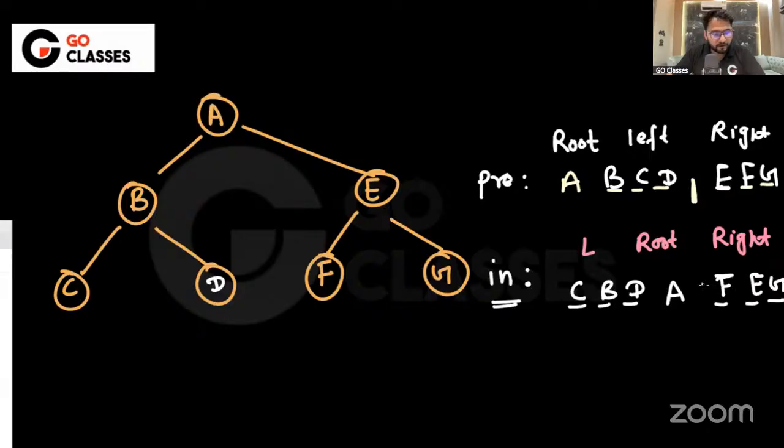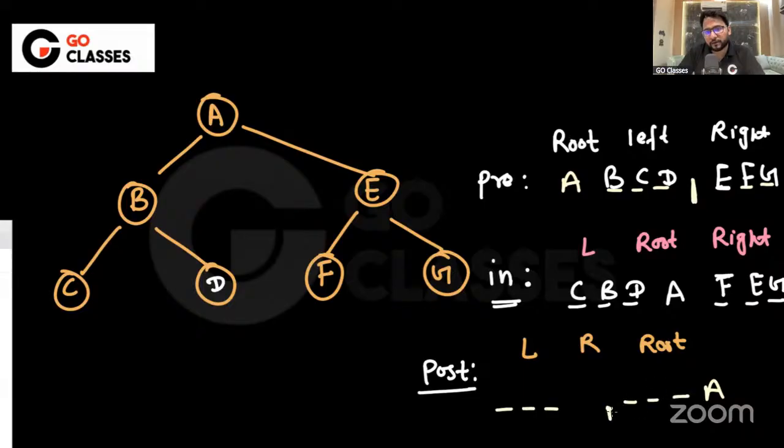Great. Now, what is the post order? For the post order, you write left, right, and root. So which means, see, for the root A, three things will be on the left and three things will be on the right. So left is this. Again, you write left, right, and root, and then you write left, right, and root. So that's how you can write pre-order, post order, and in order.